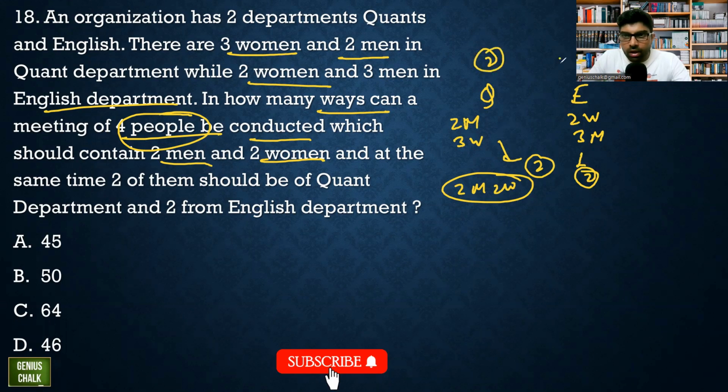So actually we require 2 Quant and 2 English people for the conduction of the meeting. So let's start. There are choices like, first we need this structure.